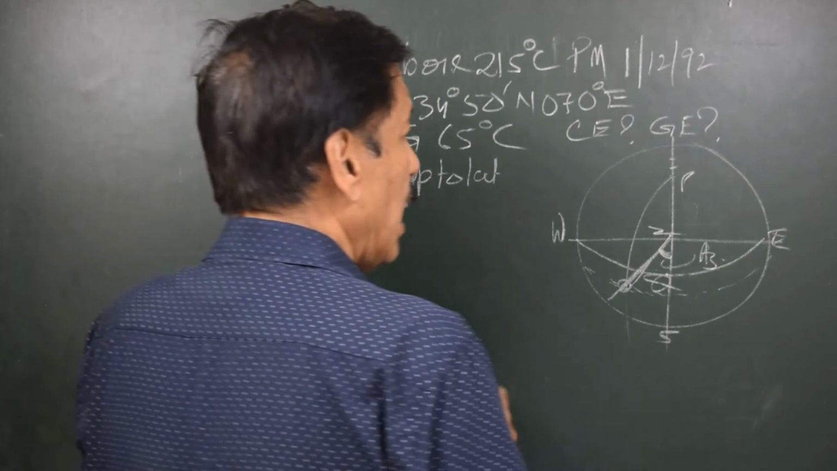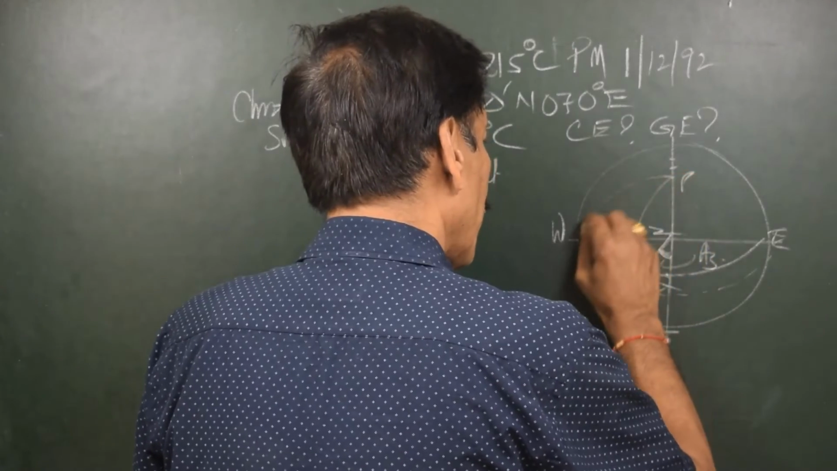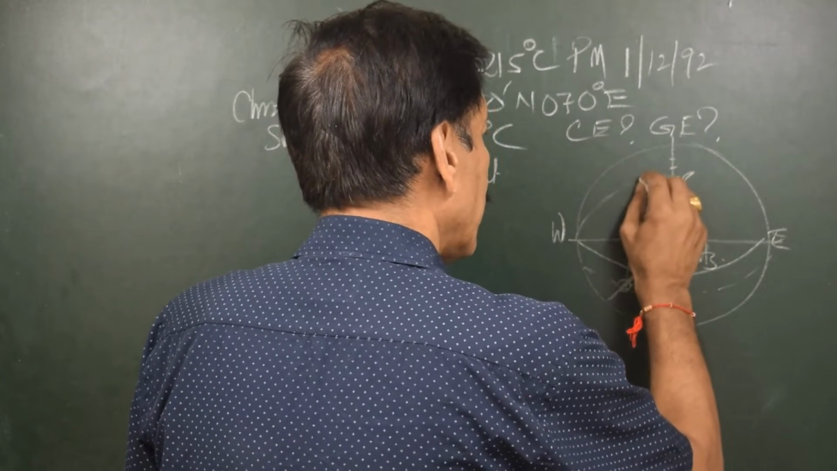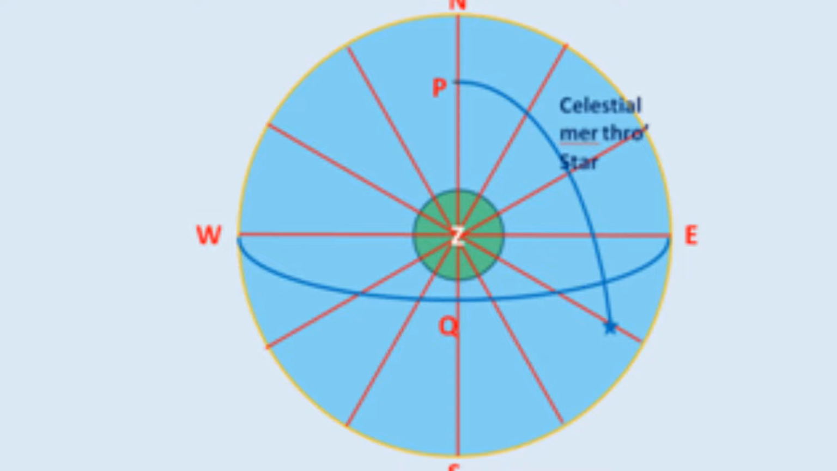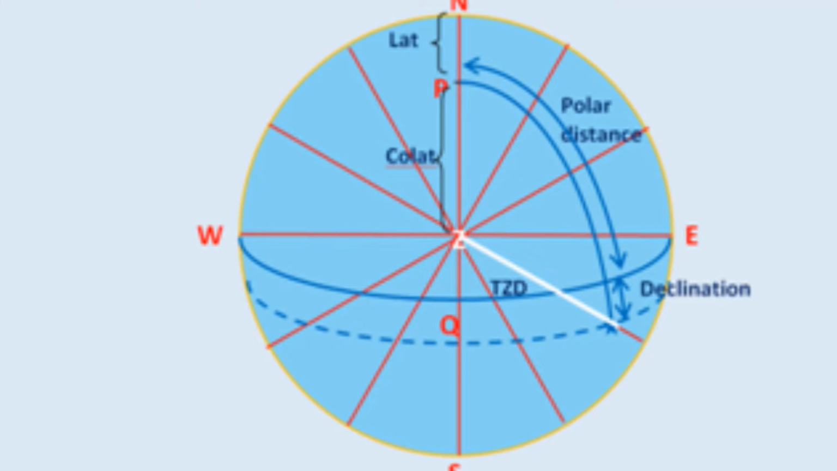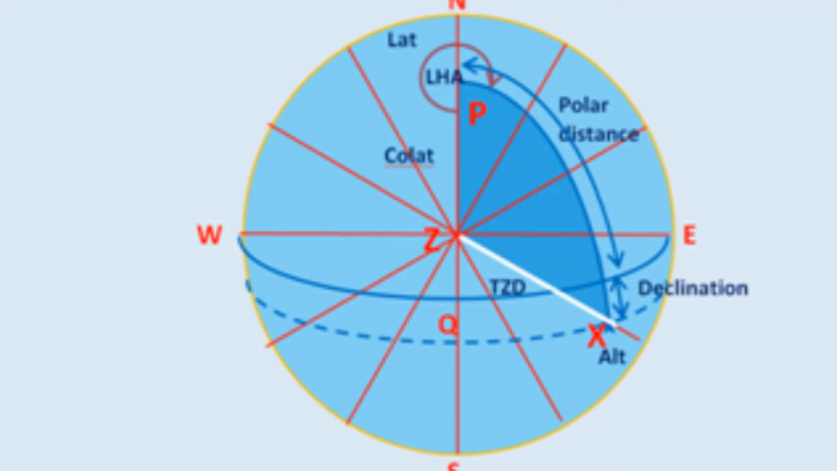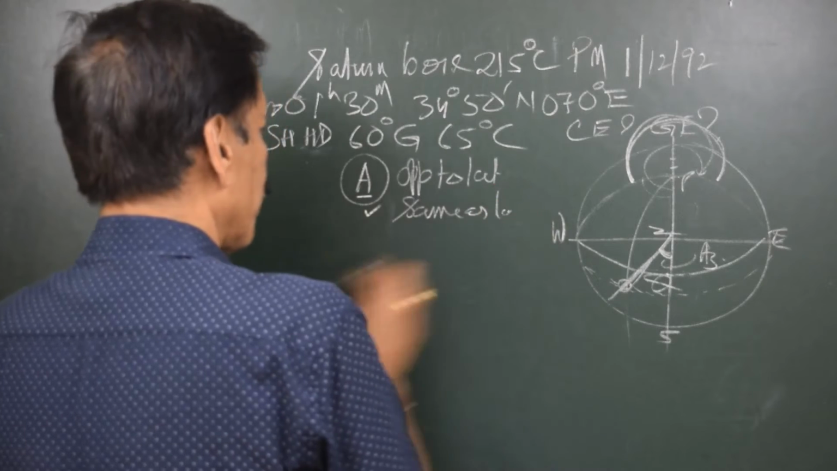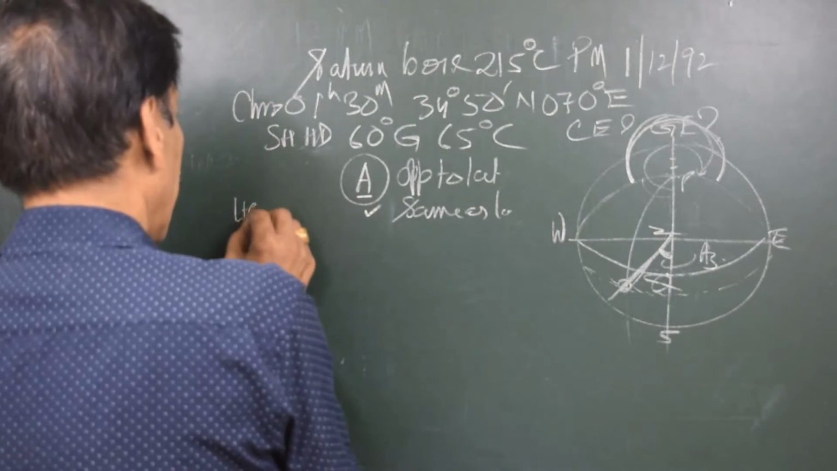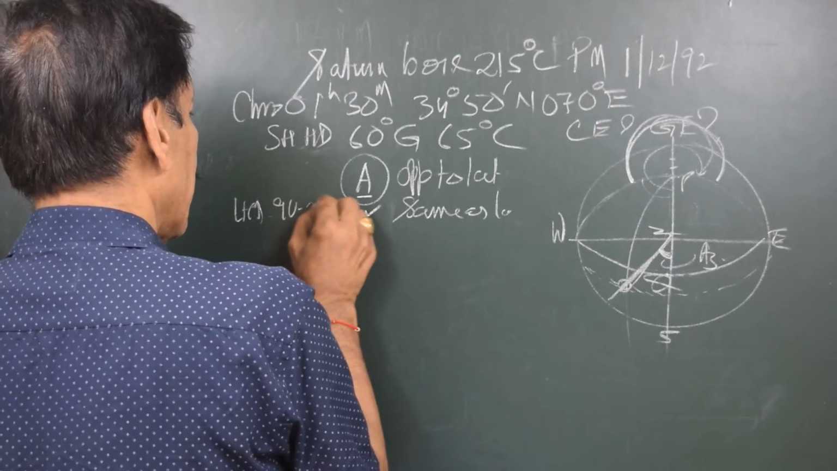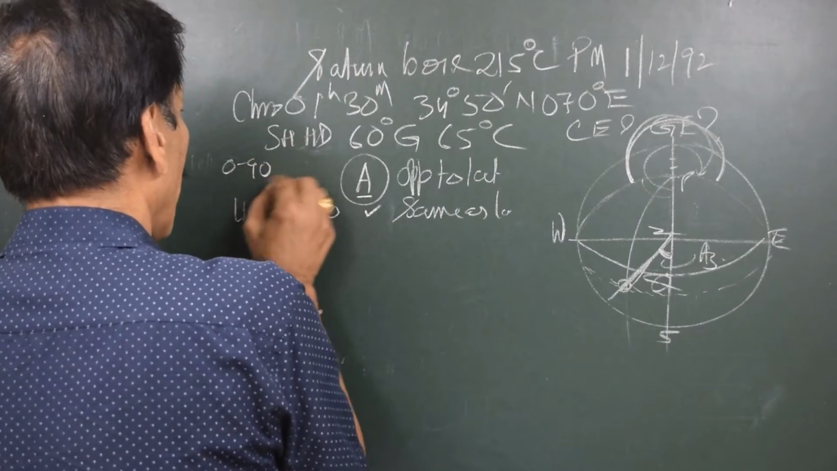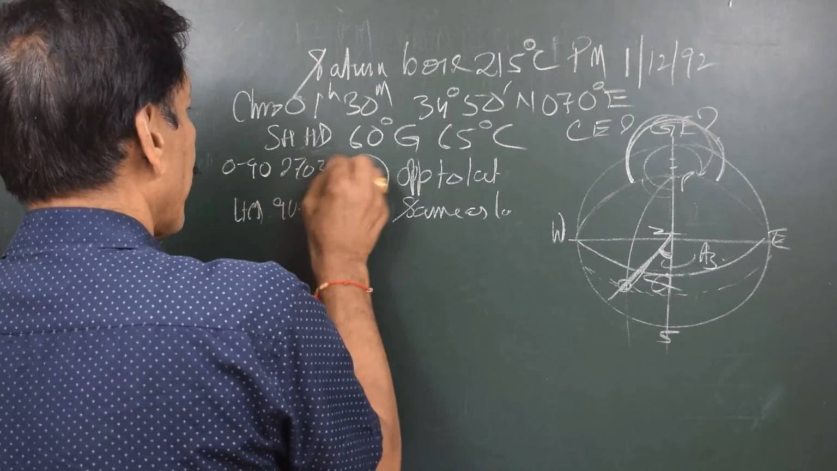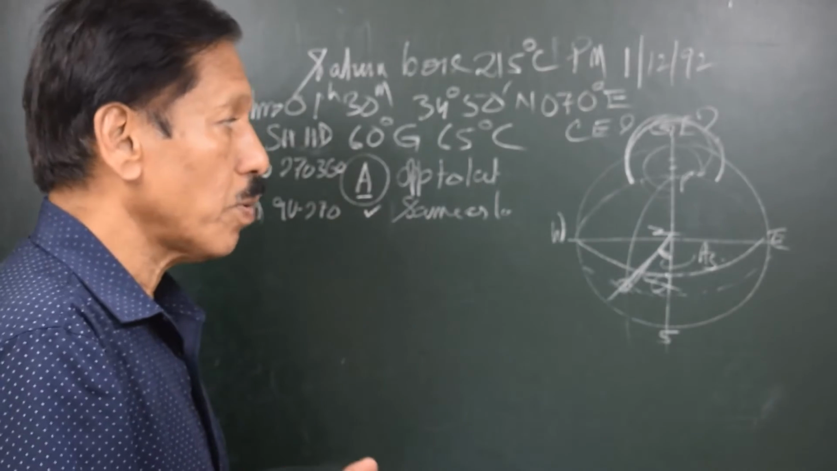Except when the LHA is between this range, this particular meridian means LHA 90, and this particular meridian means LHA of that meridian is 270. When the LHA of the body is in 90 to 270 range, we say that the naming of A will be same as latitude. So this is when LHA is in 90 to 270 range, which means that if the LHA is 0 to 90 or 270 to 360, the naming of A will be opposite to the latitude.